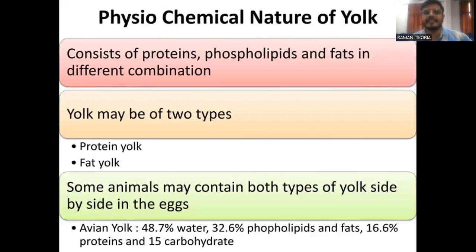Now, the physicochemical nature of this yolk. It consists of proteins, phospholipids, fats, and different combinations. It may be of two types, proteinous yolk or fatty yolk. Some animals may contain both types of yolk. Let's see the composition of avian yolk: 48.7% water, 32.6% phospholipids and fats, 16.6% proteins, and 15% carbohydrate.